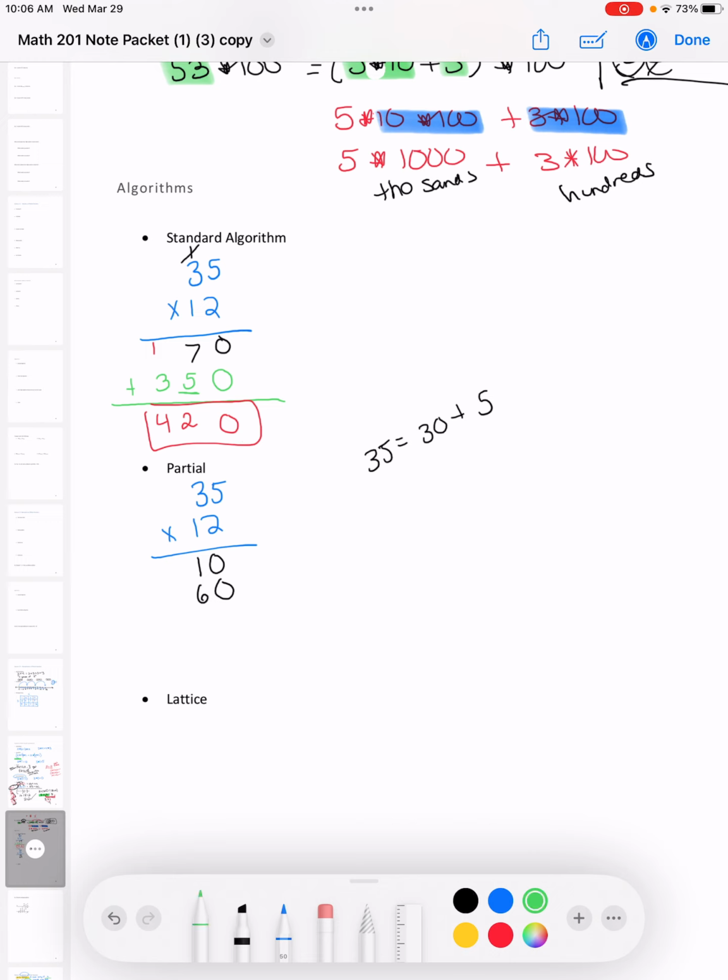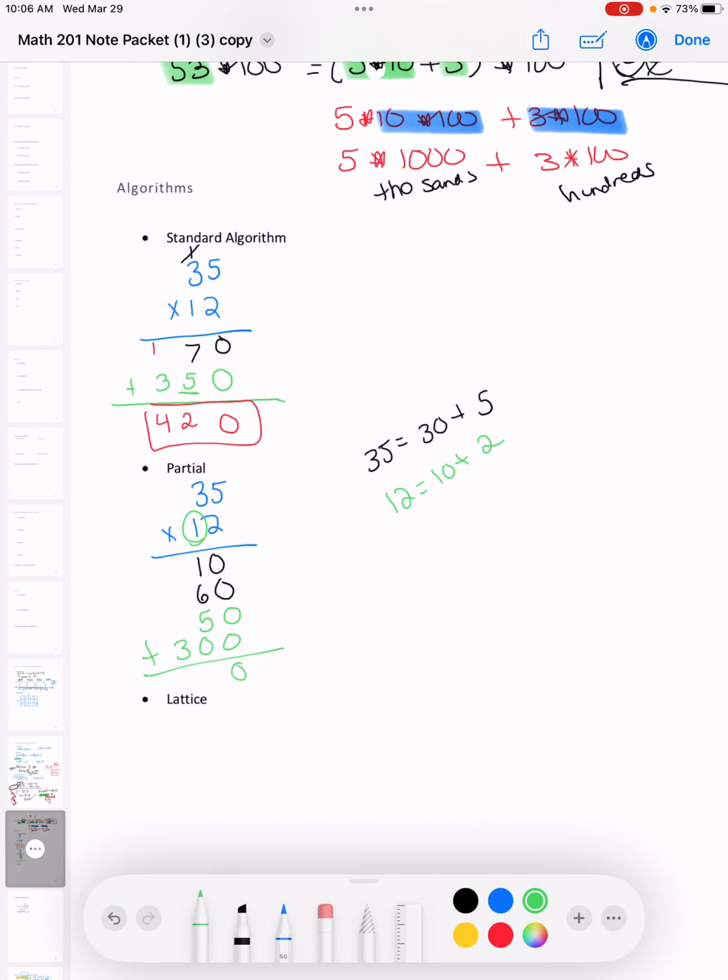Now I'm going to multiply the 1. Remember that 1 is a 10. That 12 is 10 plus 2. So that 1 times 5 is going to give me 50. I'm going to put it in that 10 spot because it's really 10 times 5. And then 1 times 3, that's really 10 times 30, is going to give me 300. Now I can add these guys up.